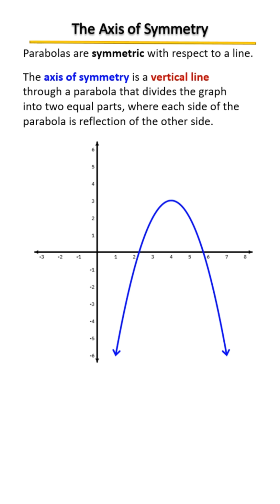it's a vertical line that symmetrically divides that parabola into two equal parts where they are a reflection of each other. So if I draw or sketch a vertical line, there it is. Notice that vertical line right through there at 4. So to write the equation of an axis of symmetry, that line, it would be x equals 4.